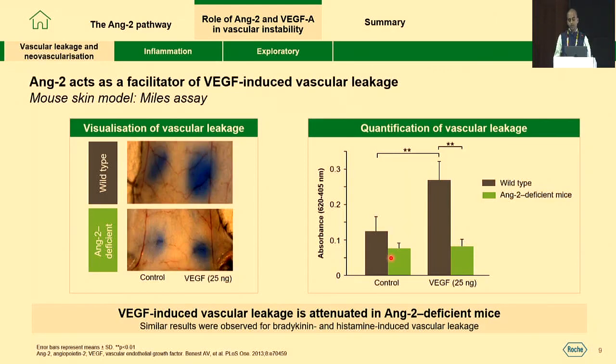There are various studies. These are all animal studies. So this is one Miles assay where Evans blue dye has been injected into the mice intravenously, and after 2 days, they have intradermally injected cytokines, VEGF, and then they have checked the vascular leakage. In the angiopoietin deficient mice, the vascular leakage is significantly less.